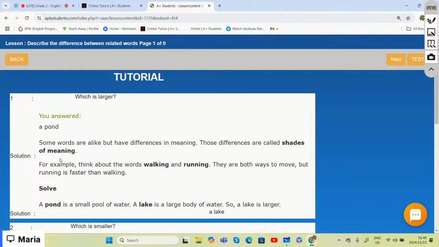And we said an example is between running and walking. Both running and walking show that we are moving. Because if you're walking, you're moving, you're going forward. If you're running, you are moving forward. But running is faster than walking.